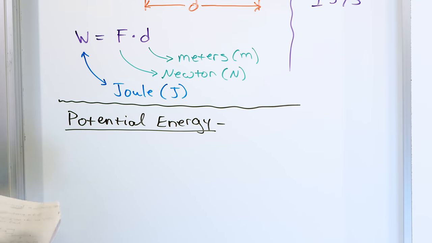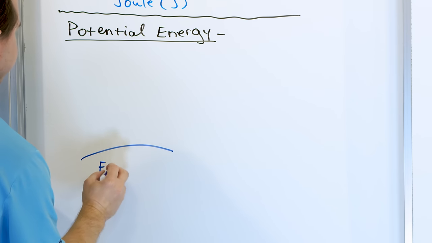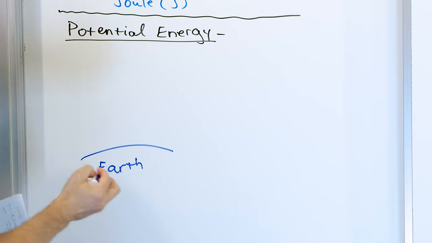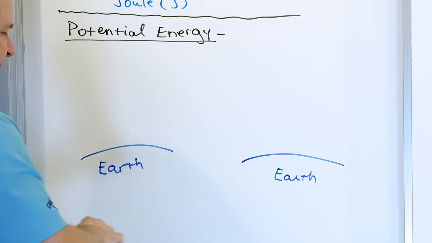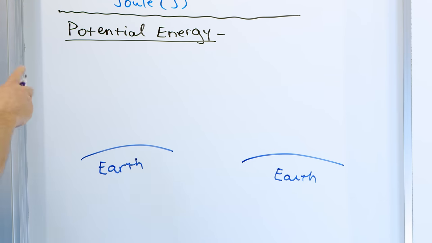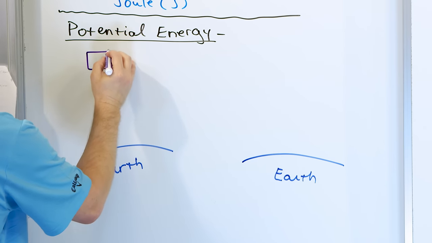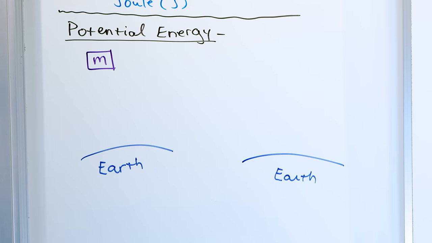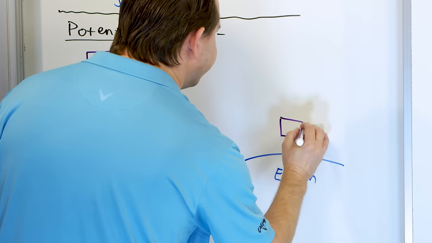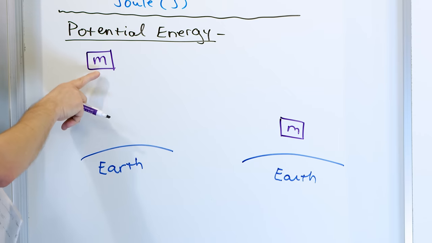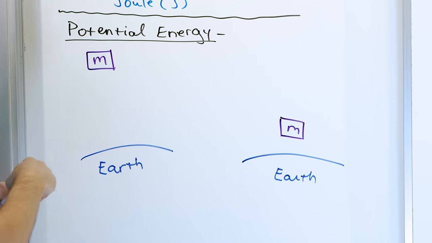So let's go over here and talk about this. We have really two situations. Here is Earth, right? And over here I'm going to draw another situation, which is also Earth. It's basically the same situation that I verbally asked you about a second ago. So let's talk about situation number one. Here is a box, with some mass M. And then I'm going to have another situation where it's right here, closer to the ground, another mass M. The mass of this box is exactly the same as the mass of this box. It's like, I don't know, 5 kilograms or 10 kilograms.